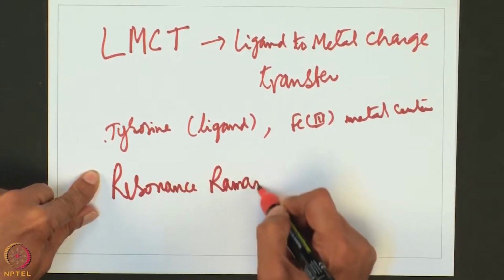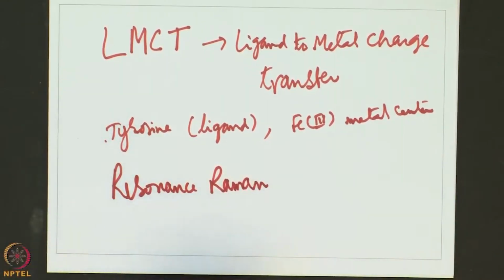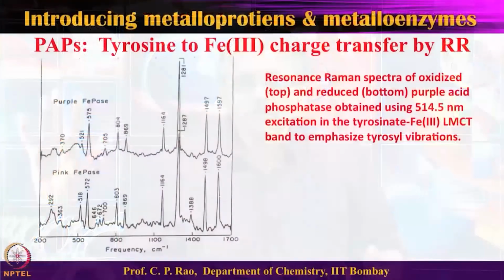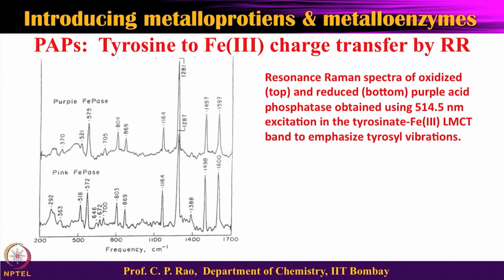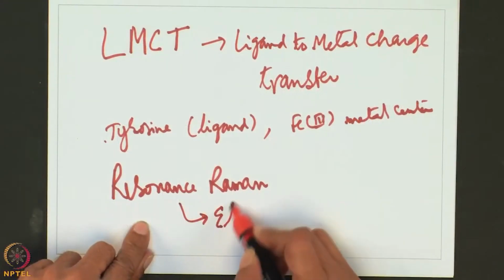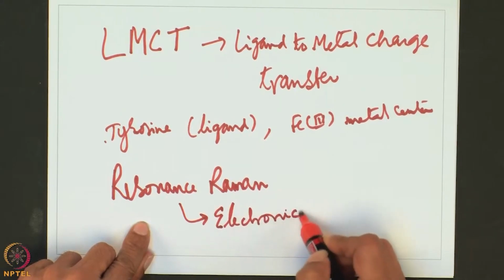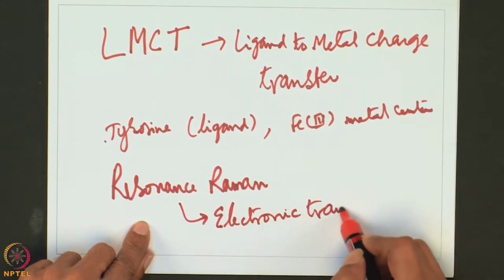So, what is Raman spectrum? We know that it is vibrational. Those which are not found in the IR will be found in the Raman spectrum. We know all that. Now, what is the resonance Raman? The resonance Raman is the one where the Raman spectrum is measured under a resonance. What kind of resonance? The electronic transition.